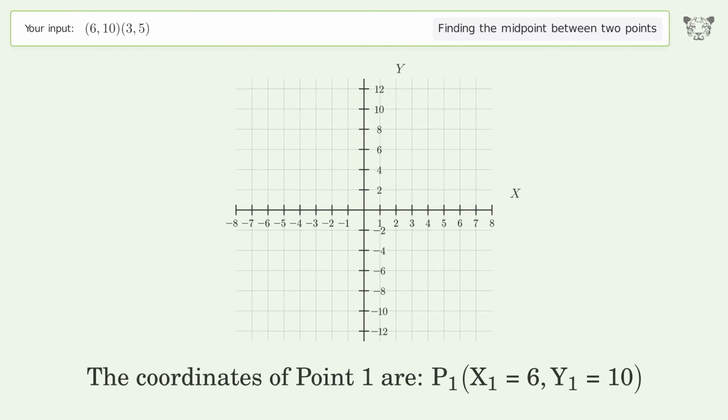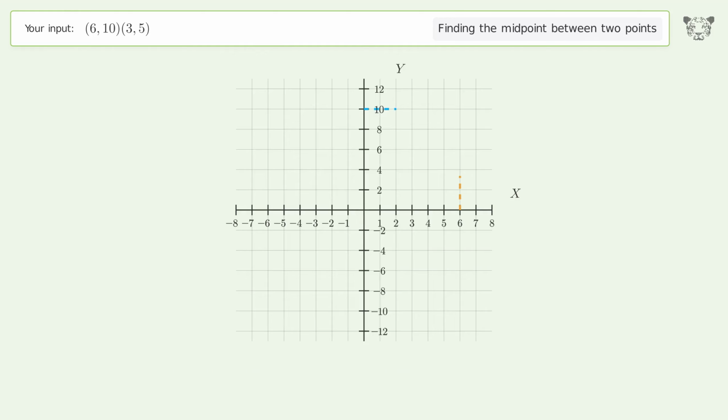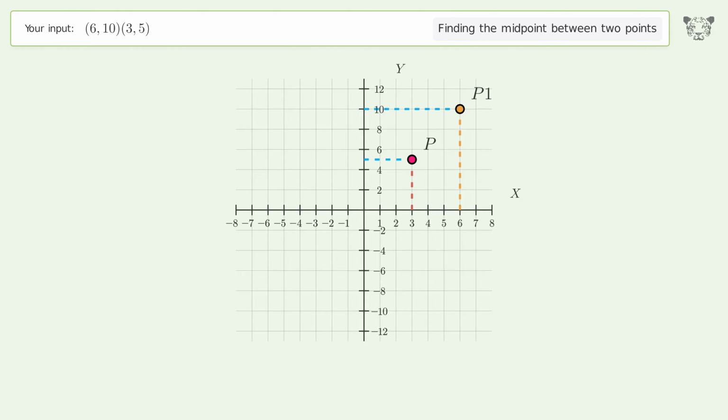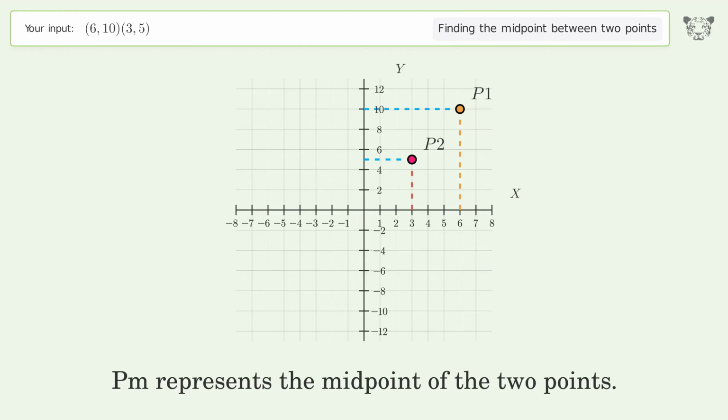The coordinates of point 1 are x1 equals 6, y1 equals 10. The coordinates of point 2 are x2 equals 3, y2 equals 5. PM represents the midpoint of the 2 points.